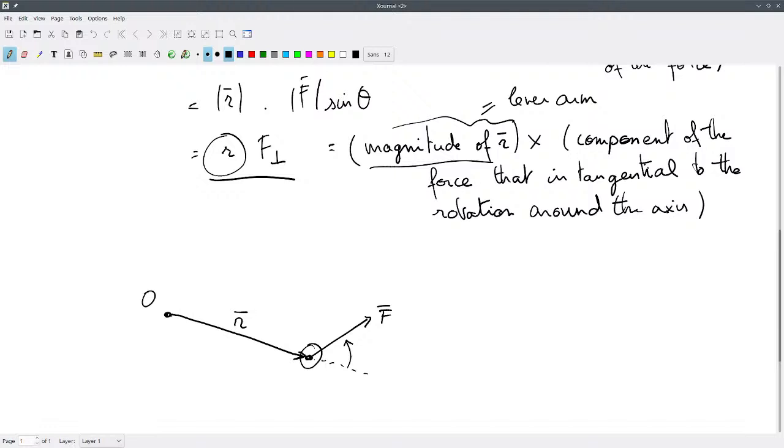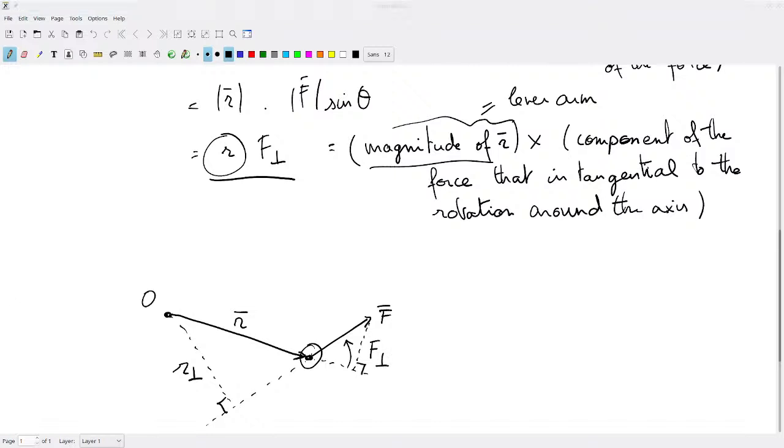But now the magnitude we can describe by either using the perpendicular distance to the line of action, R perpendicular, multiplied by the magnitude of the force, or we can use the distance, the lever arm, multiplied with the perpendicular component of the force. Or I guess maybe if I wanted to make this a symmetric drawing, I would actually use this as F perpendicular. So those are the two ways we can write the torque as products of scalar quantities.